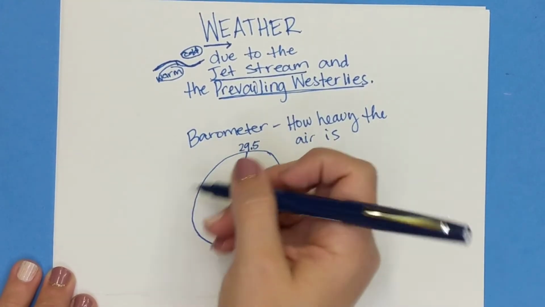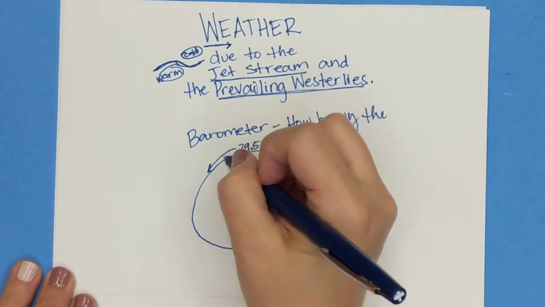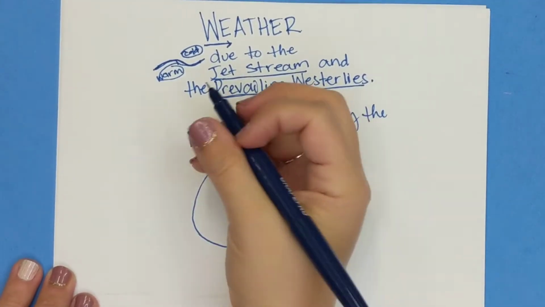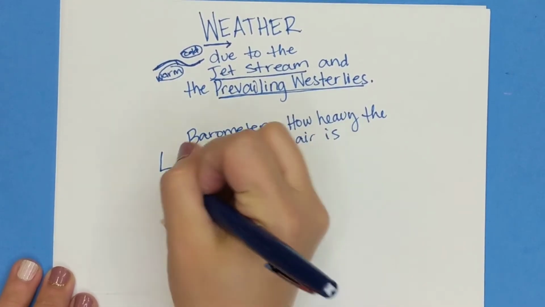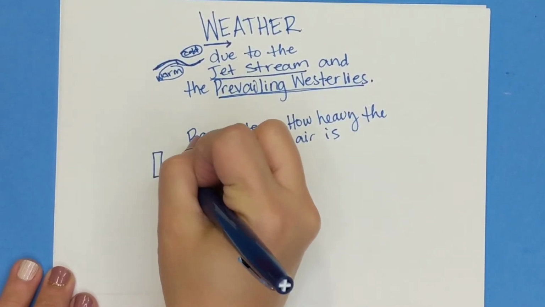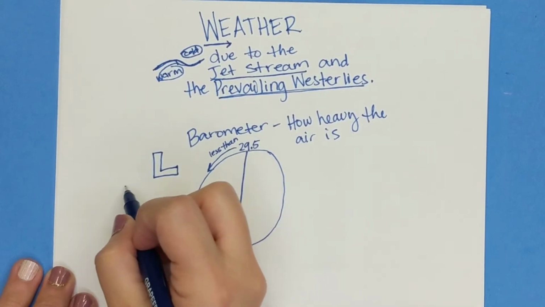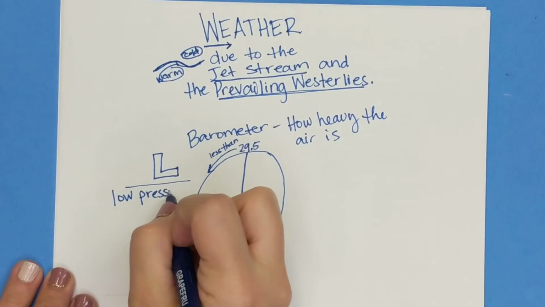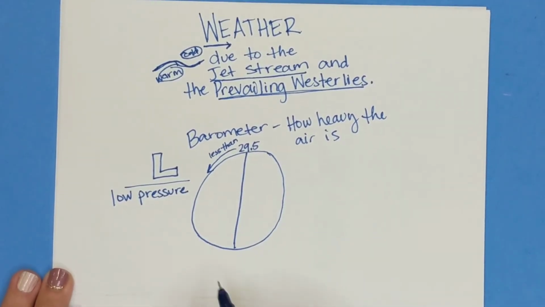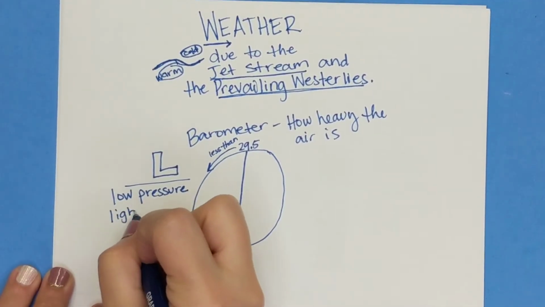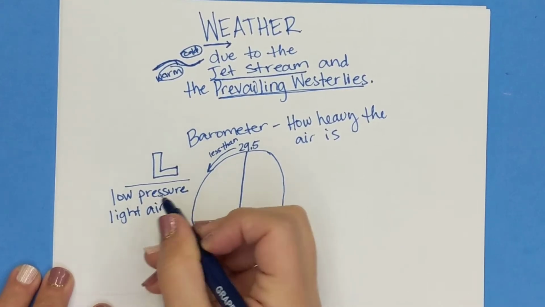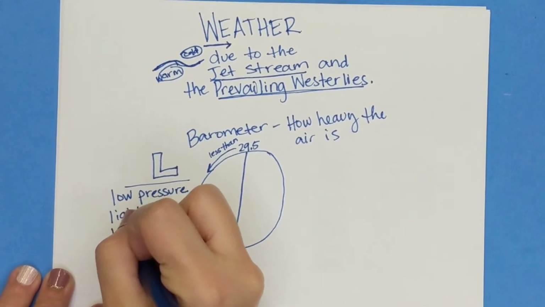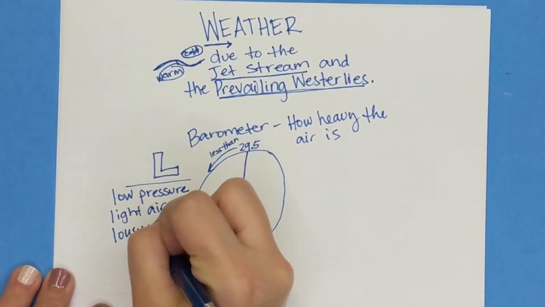And at the top we put 29.5, because that's the point of change. And then on the left side of the barometer, anything less than 29.5 will be low pressure. So again, left side, put a big bold L to remind us of low pressure, which is light air. The air is light. It's easy for those water vapor molecules to rise. And that is lousy weather.